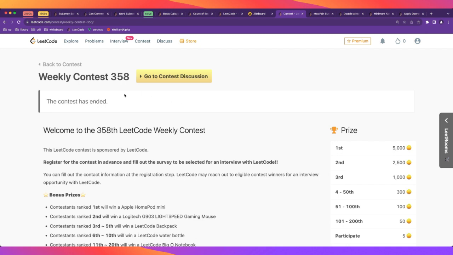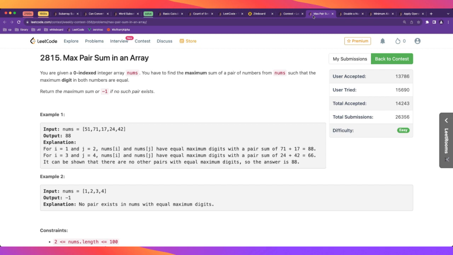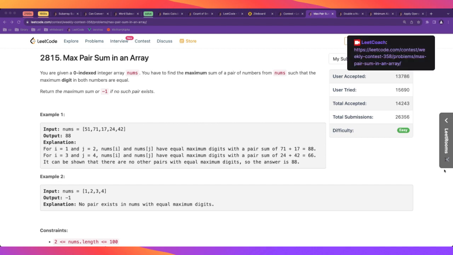So we are back. I'm going to be solving the weekly contest 358. Just shared the link. Let's start with Q1, which is an easy, and it's called Max Pair Sum in an Array.